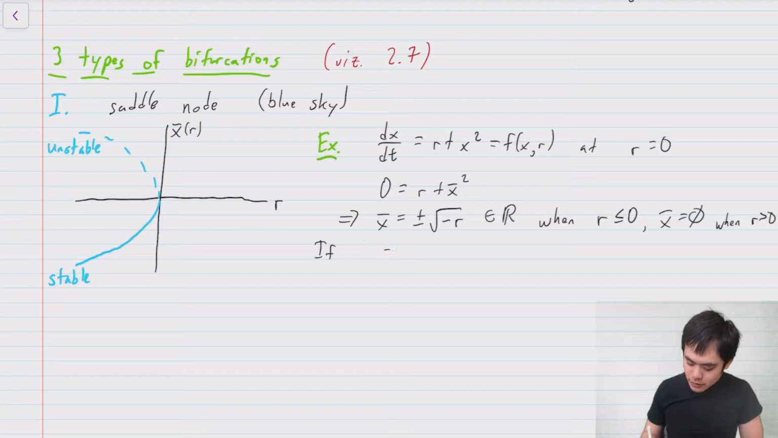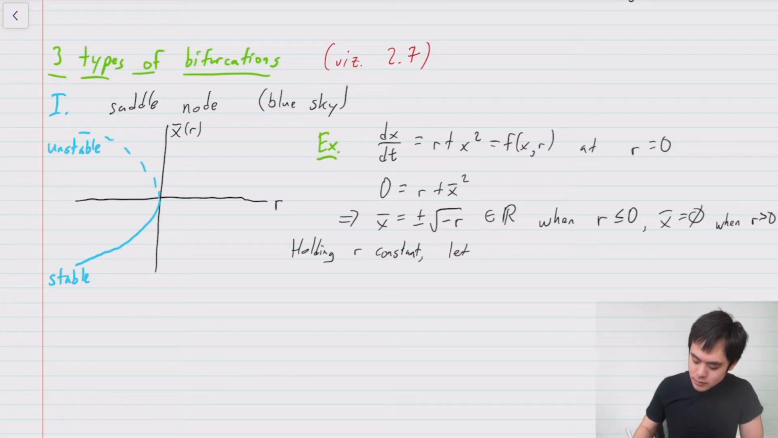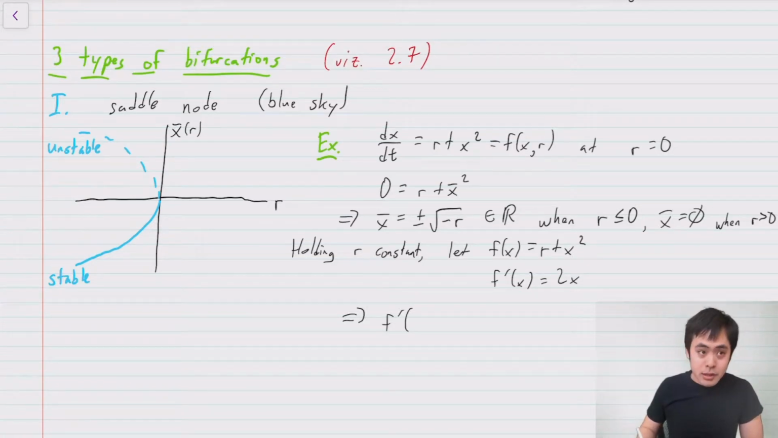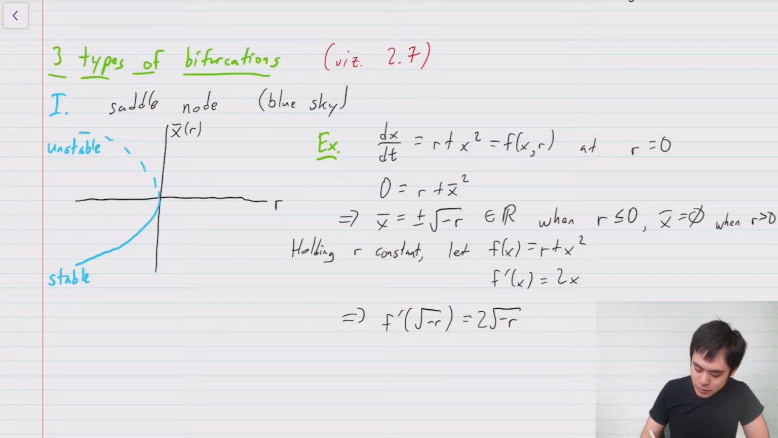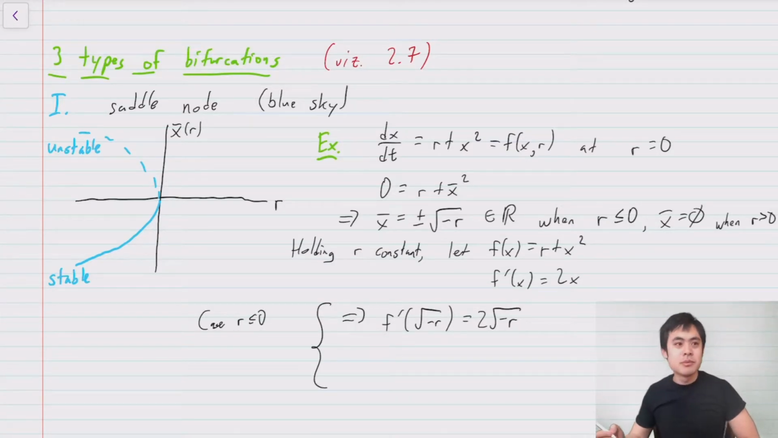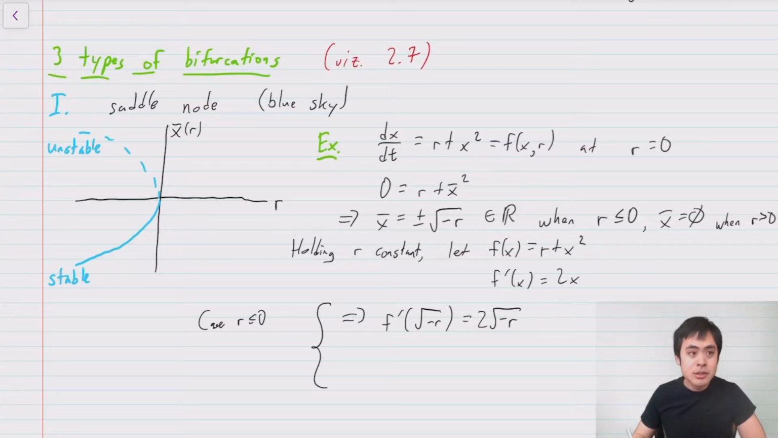So holding r constant, let f(x) be equal to r plus x squared, and so then f prime of x is equal to 2x, which implies that f prime of the square root of minus r is equal to 2 times the square root of minus r. And so this is going to be the case when r is less than or equal to 0, because otherwise the equilibria doesn't exist, so we don't care about it. So this is greater than 0, so unstable.